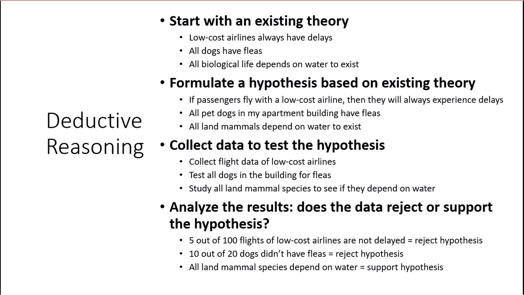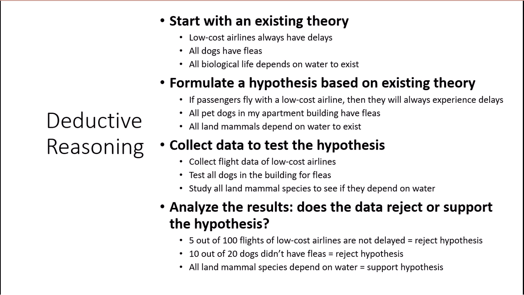Finally, we're going to start with the theory that all biological life depends on water to exist. So in order to test that, we say that, okay, all land mammals depend on water to exist. That's our hypothesis. So we go and collect data on all land mammal species to see if they depend on water, and we find that yes, all land mammal species depend on water to exist. That's going to support our hypothesis.